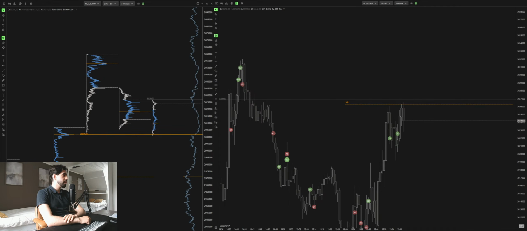Anti-IVB today. Okay, going to wait for the break of yesterday's value high before I do anything.